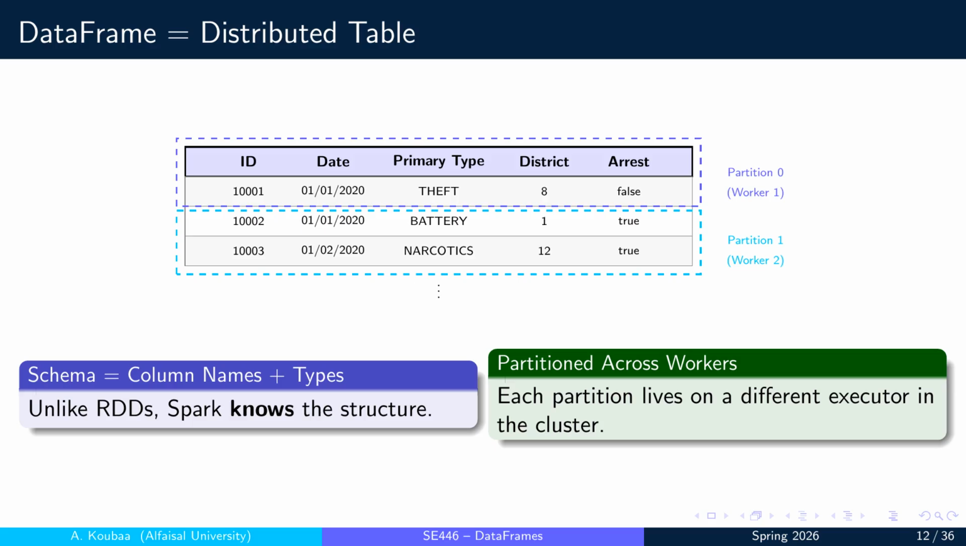However, the power of Spark lies in its distributed nature. As the diagram illustrates, this single logical table is physically broken down into smaller chunks called partitions. Each partition, which holds a subset of the rows, is distributed across different executor nodes in the cluster. This is the fundamental mechanism that allows Spark to process massive data sets in parallel. Unlike the older RDDs, where Spark just saw a collection of opaque objects, with a data frame, it is fully aware of the schema and structure, which enables powerful optimizations that we will explore soon.